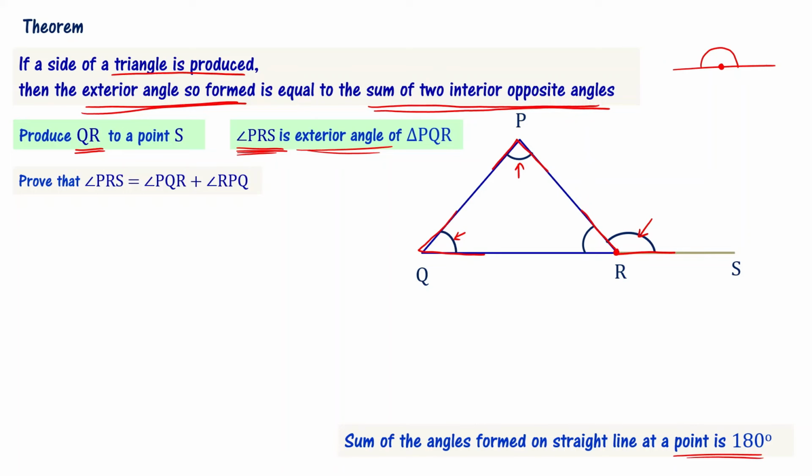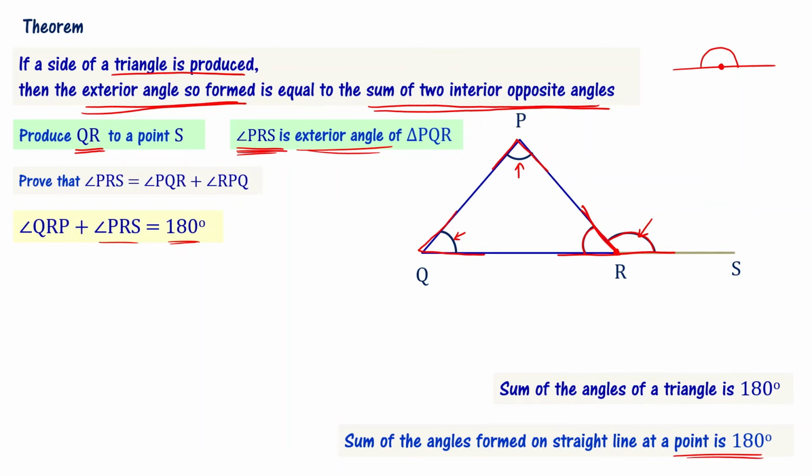At point R, there are two angles formed, right? This one and the exterior angle we have seen now. Their sum has to be equal to 180 degrees, right? It means angle QRP plus angle PRS is equal to 180 degrees. And we know another theorem. It says that the sum of the angles of a triangle is 180 degrees. It means this angle and this angle, their sum is equal to 180 degrees.